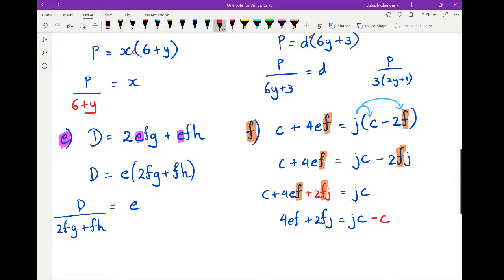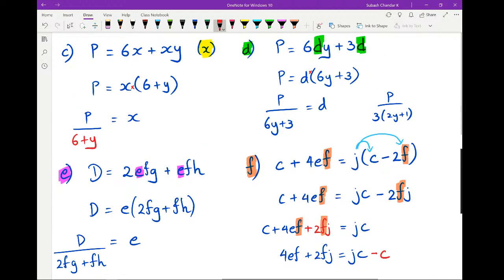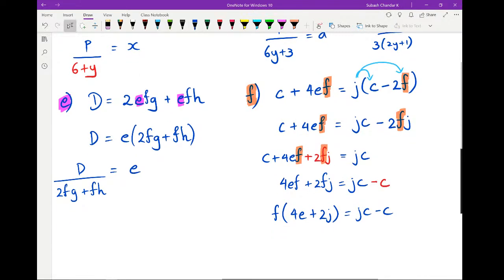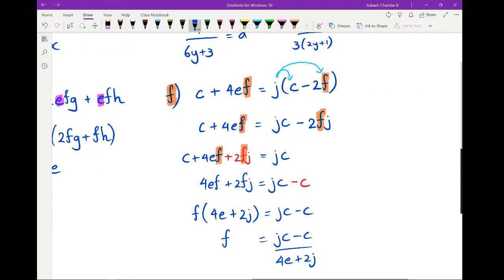Now we do what we did in question, what was it? CDE. We look at f, and f is a common factor. We're going to take f out, and we're going to get 4e plus 2j equals jc minus c. And at this point, we can get rid of the 4e plus 2j by writing this as jc minus c divided by 4e plus 2j. Okay, so that was question F.